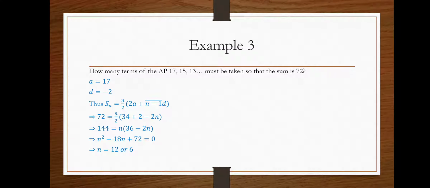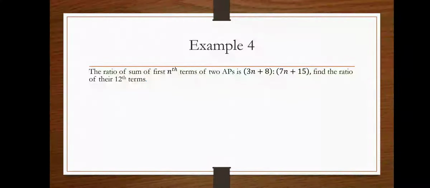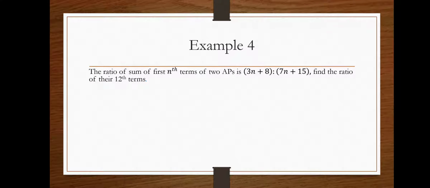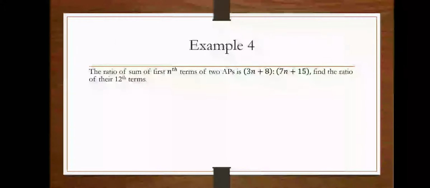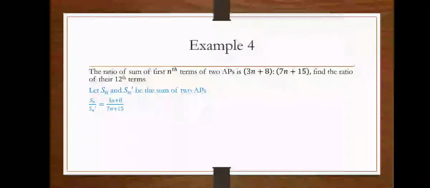Let us move to number 4. The ratio of the sum of the first n terms of two APs is 3n plus 8 is to 7n plus 15. Find the ratio of their 12th terms. So to begin with, let me name it. Sn and Sn dash be the two sums of the two respective APs. So the thing given is Sn by Sn dash equals (3n plus 8) by (7n plus 15).